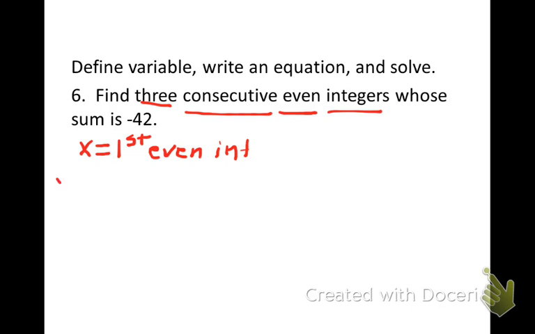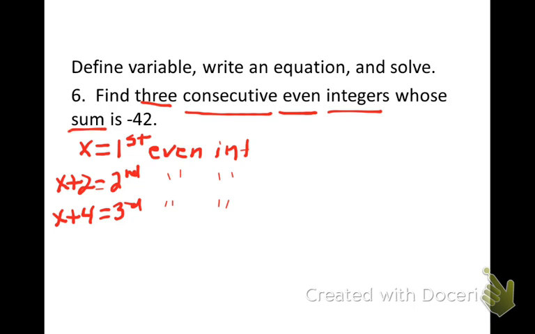So if x is my first one, x plus 2 would be my second, and I'm just going to use ditto marks here, even integer. And it wanted 3 of them, so I'd have to add 2 onto that one, or x plus 4 would be my third even integer. So you need all that to define the variable, and then that'll make finding your answer easy.